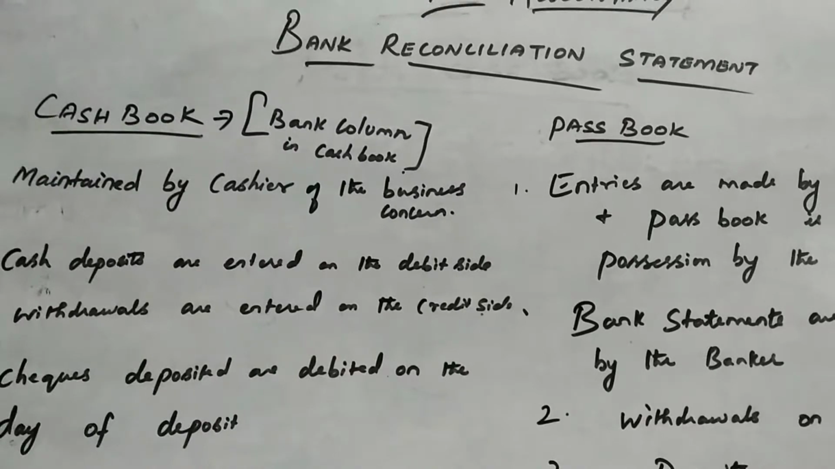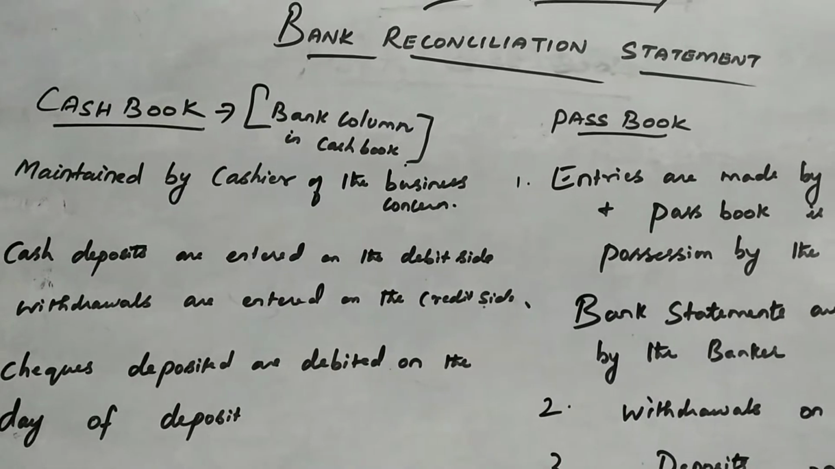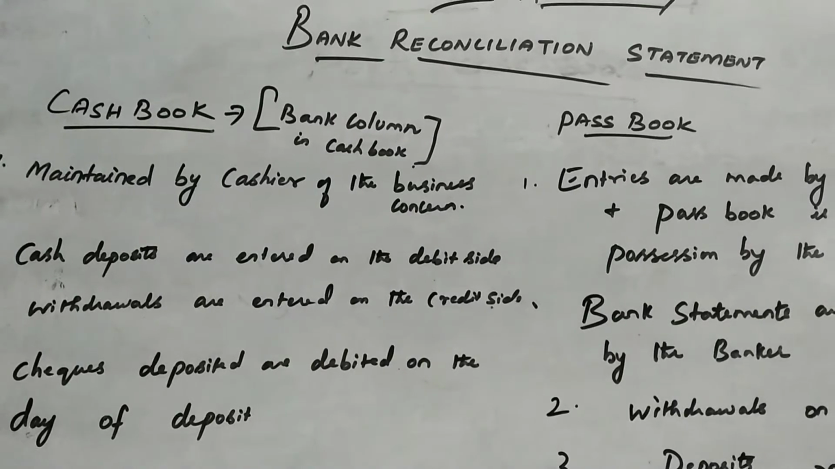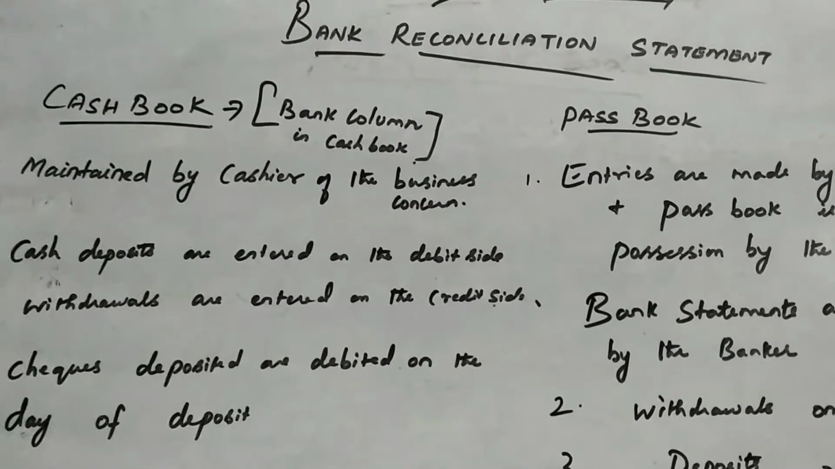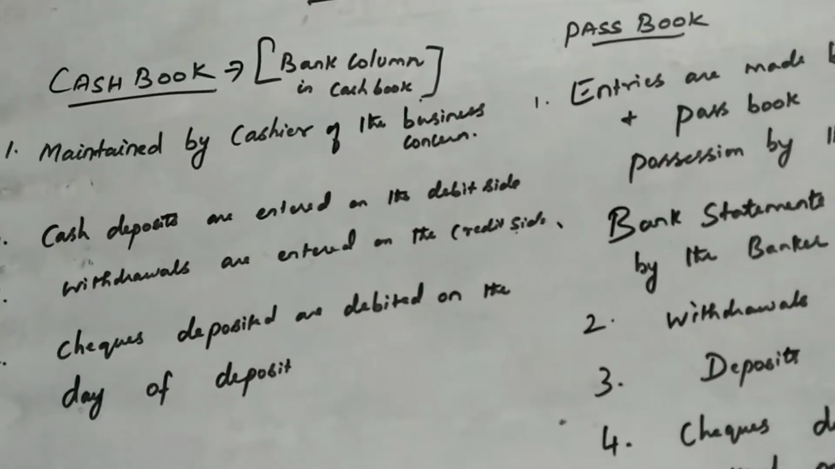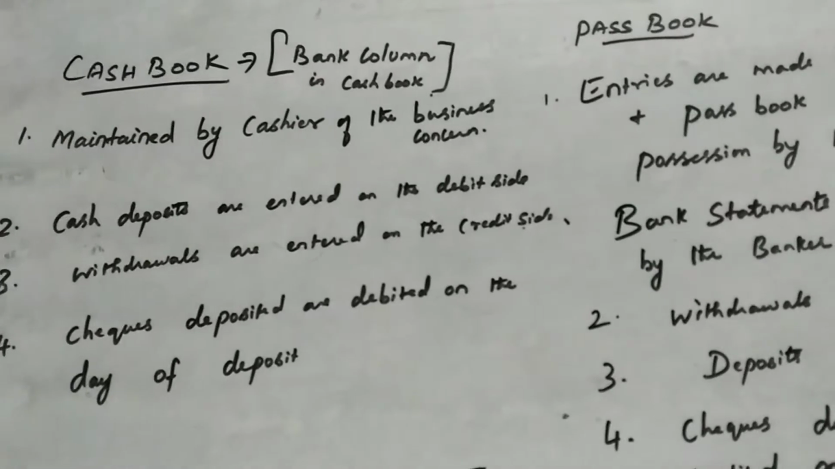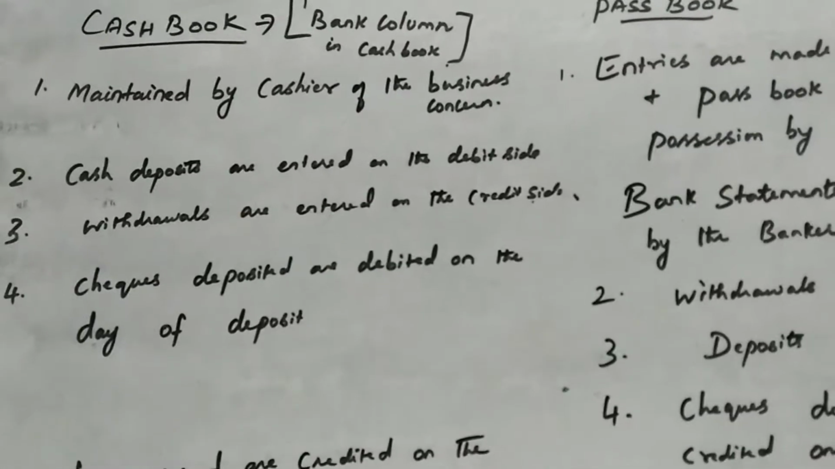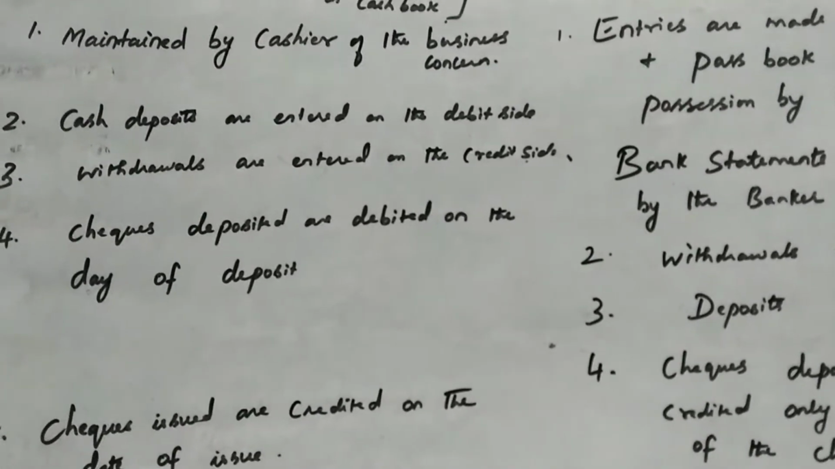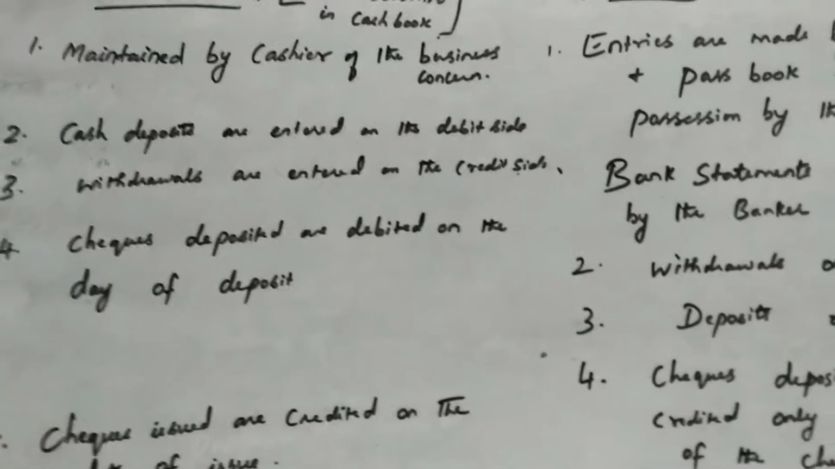When we talk about cash book, we will just focus on the bank column in the cash book. As you all know, in the double column cash book or the triple column cash book where you have cash and bank columns together, we are focusing on the bank column present in the cash book. Whenever we mention cash book in this chapter, it means the bank column in the cash book. So who will generally maintain the cash book? It is the cashier of the business concern. He will make the entries and maintain the cash book.